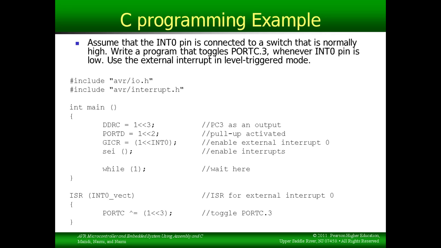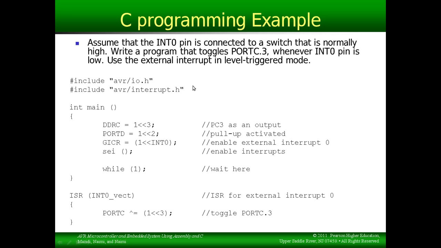The final slide shows an example of a program written in C, and the operation of this program is to toggle the voltage on port C pin 3 whenever a button that's connected to the INT0 pin is pressed. Or no, not when it's pressed, but whenever it's low. So as long as it's low, the microcontroller is just going to toggle the voltage on port C pin 3. So that button connects the INT0 pin to ground.